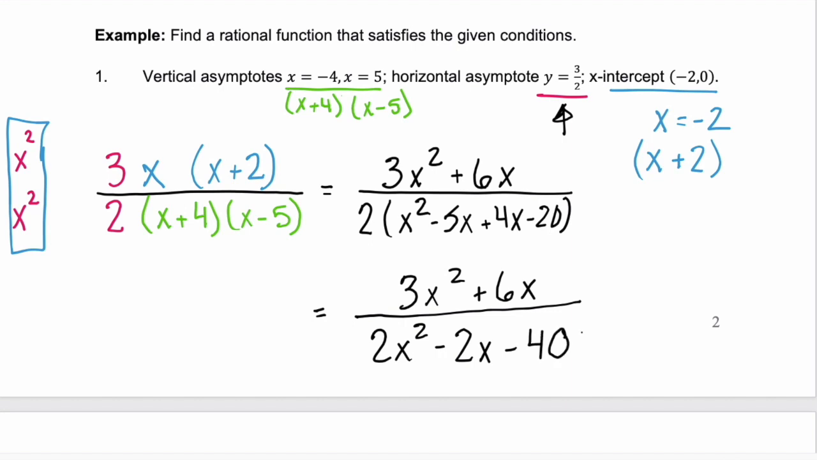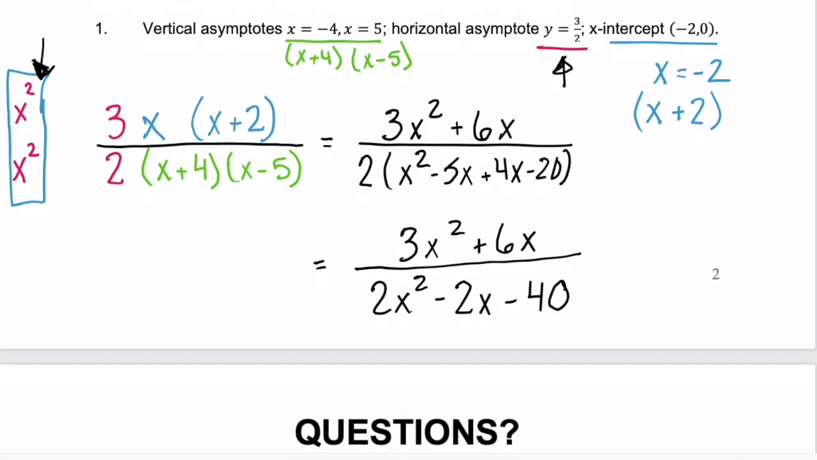Just make sure you're using all of the little clues and hints that you get. You might need to make some notes like this x squared note that I had to make on the left-hand side, just to make sure that you incorporate everything you need to incorporate. I know that was a lot.